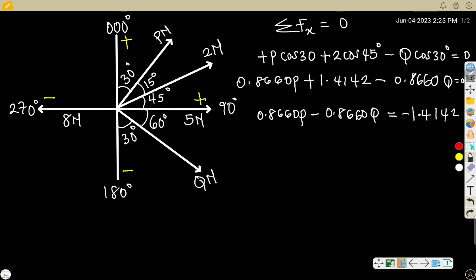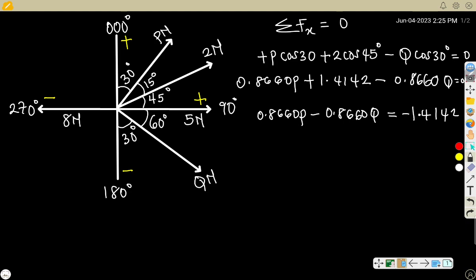Like that. So this can be equation 1, because it relates to simultaneous equations. To make the equation simpler, I can divide through by 0.8660. That is, divide everything here by 0.8660. So let's see what we have.